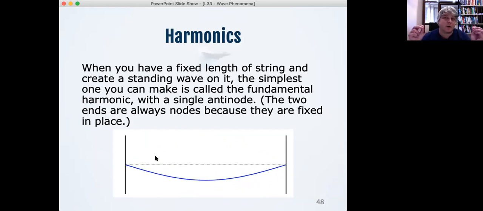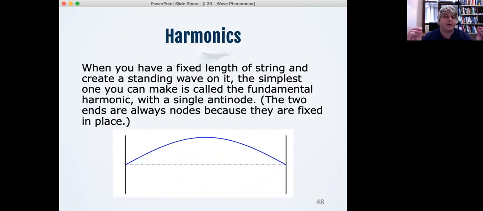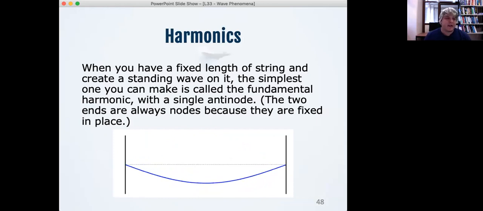The 2 ends have to be nodes because they're fixed. The 2 ends of the string are tied. That's how we're getting that reflection. So they have to be nodes. They can't move. And so the simplest thing you can do is have a single antinode. And that means the simplest wavelength is twice the length of the string. This wave here, the one you're seeing, has a wavelength of twice the length of that string because we're looking at just half of a wavelength. Right? That's half of a wavelength.